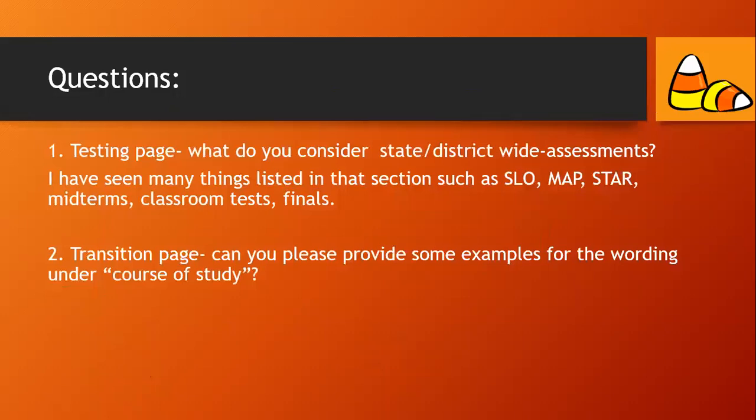Okay, so the first question is around testing. On the testing page of the IEP, what do we consider to be state versus district-wide assessments? Folks have said they've seen many things listed in that section, such as SLO, MAP, STAR, midterms, classroom tests, finals. So basically, what is a state test is your AIR test or your alternate assessment. The tests that are required by the state, end of course exams, those kinds of things would be state tests.